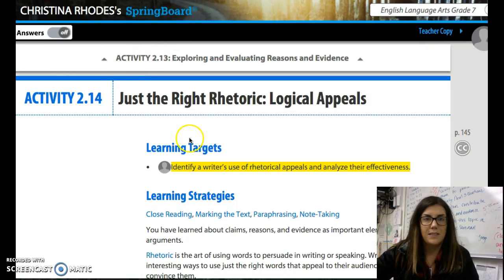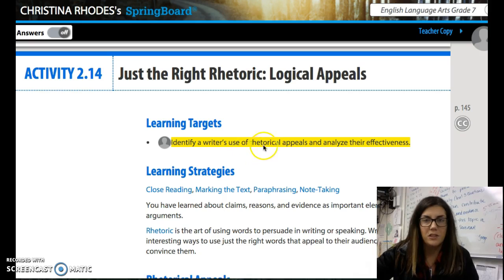Hi guys, welcome to activity 2.14. We're on page 145. The title is Just the Right Rhetoric, Logical Appeals. Your learning target is to identify a writer's use of rhetorical appeals and analyze their effectiveness. So you need to mark ethos, logos, and pathos and tell me how effective they were.